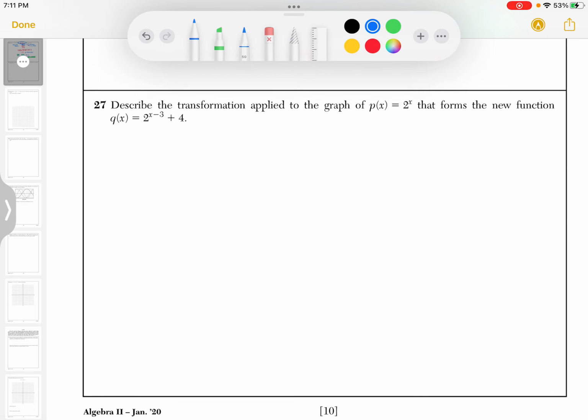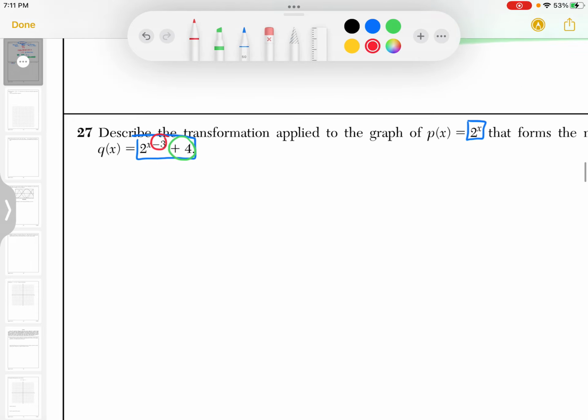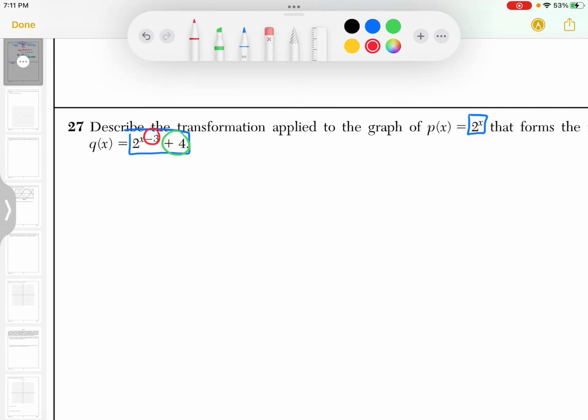All right, 27, describe the transformation applied to the graph of p of x equals 2 to the x that forms the new function blah. So it started at 2 to the x and it became this. So hopefully you're noticing there's 2 new numbers. One of them is the minus 3 up here. The other one is the plus 4 on the outside of that part. So I need you guys to really, really think about this. Transformations are going to be either shifts, stretches, compressions, reflections, that kind of stuff.